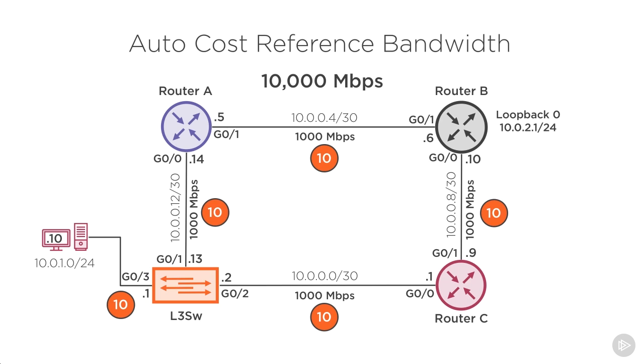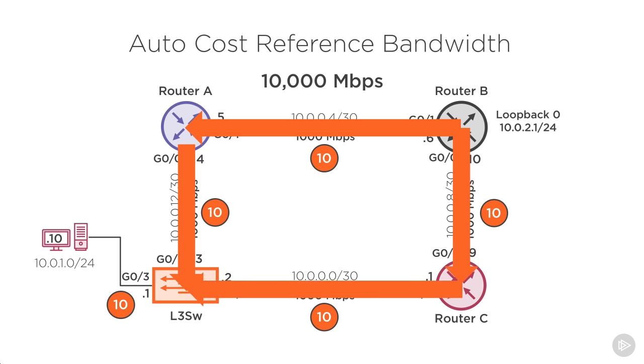A cost of 10 to get from router B to router A, another cost of 10 to get from router A to the layer 3 switch, and then another cost of 10 to get to the destination network. So we have 10 plus 10 plus 10 is 30. If we go from router B to router C, that cost is 10. Router C to the layer 3 switch is another 10. And then the network that I'm connected to on 10010 is another 10. So the cost is 30, regardless if I leave G01 of router B or G00 of router B. This creates load balanced paths to our destination network.